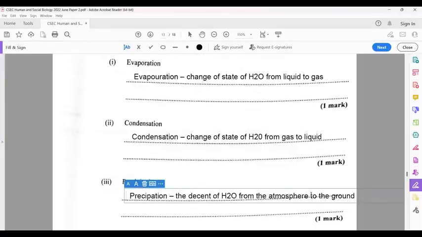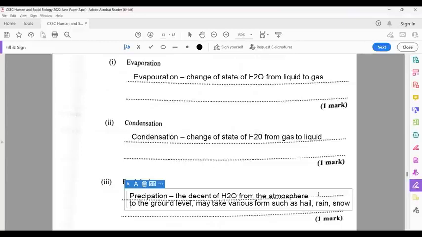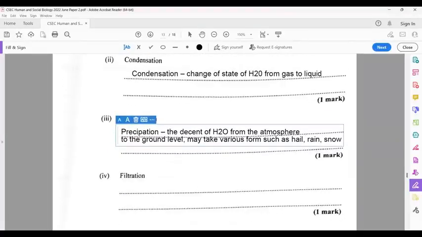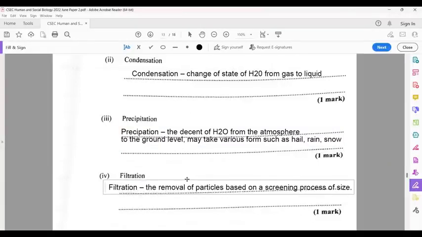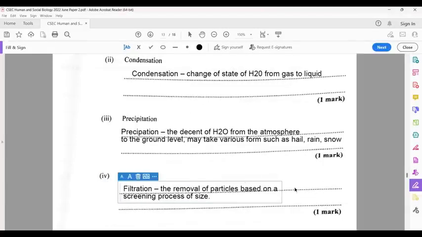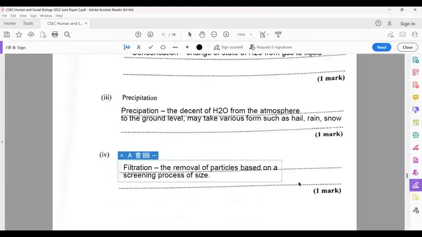All right? And it means the state moves from in the atmosphere to the ground level. And we have given you some examples of them, which you are very familiar with. Hail, rain, snow, it brings it downwards. All these are types of precipitation. Filtration is screening particles by size. So you need something to cause the screening process. Normally it could be a wire mesh, it could be filter paper. All of it screens particles by size. These particles that are smaller than the screen will be allowed to pass through. The particles that are bigger than the screen will not be allowed to pass through.